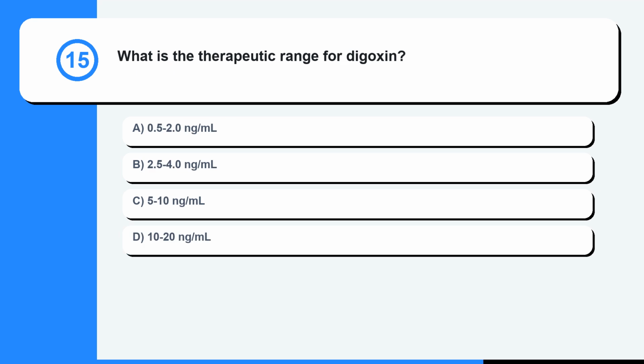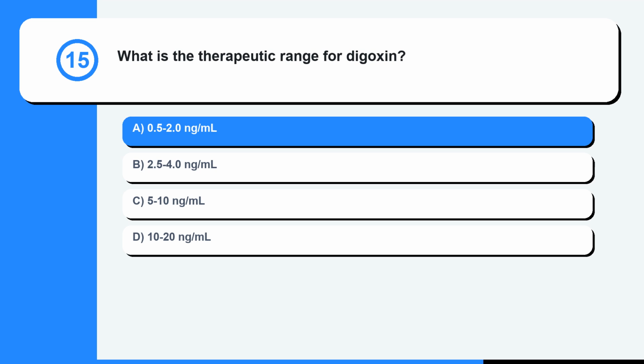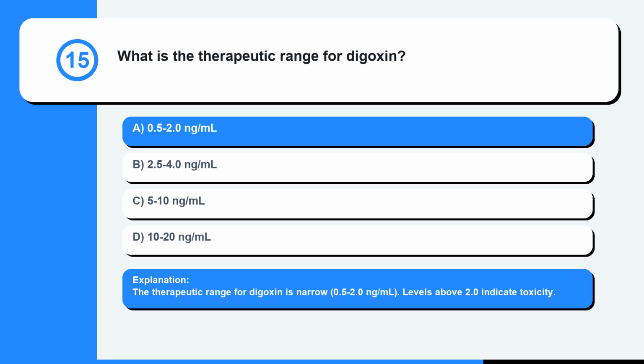Question 15. What is the therapeutic range for digoxin? A. 0.5 to 2.0 ng/mL. B. 2.5 to 4.0 ng/mL. C. 5 to 10 ng/mL. Or D. 10 to 20 ng/mL. The correct answer is A. 0.5 to 2.0 ng/mL. The therapeutic range for digoxin is narrow, 0.5 to 2.0 ng/mL. Levels above 2.0 indicate toxicity.